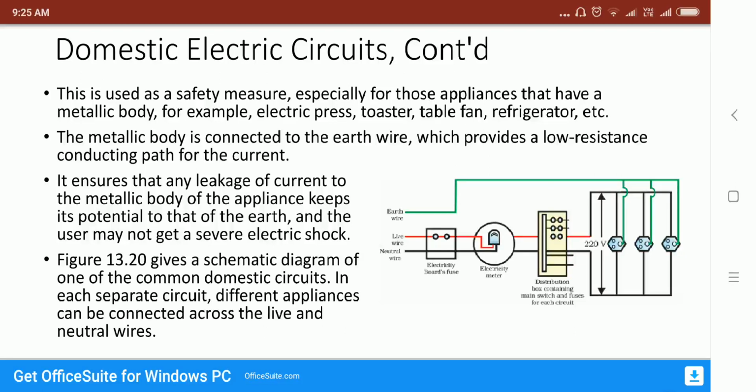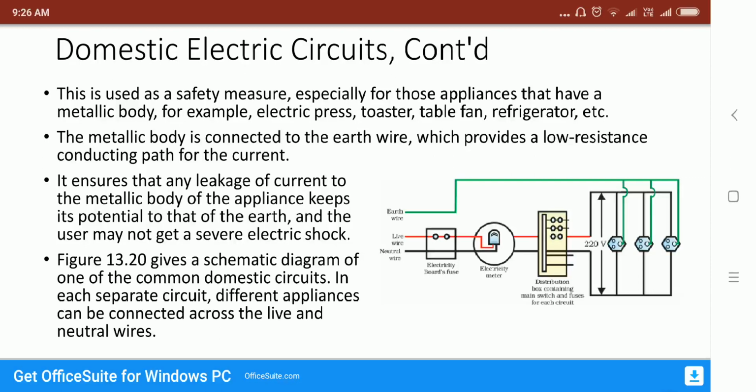So that metallic body is connected with the earth wire, which provides a low resistance path for the current. The major higher current will flow through that earth, because where the resistance is low, current flows maximum. So the maximum current from the earthing wire will be grounded, and our device may not get damaged from the higher power. It ensures that any leakage of current to the metallic body of the appliance keeps its potential at earth, and the user may not get a severe electric shock.